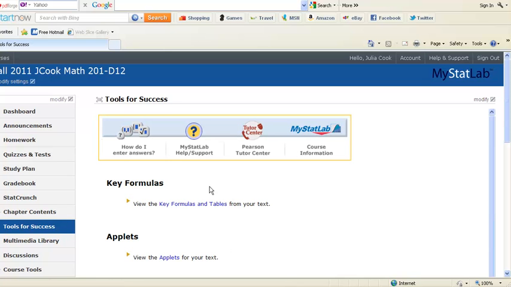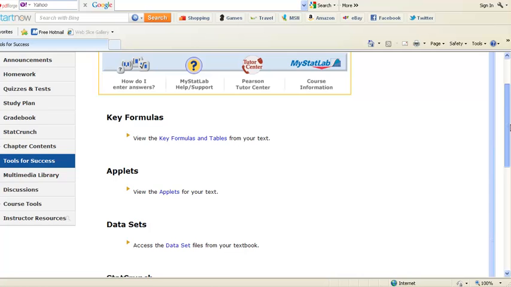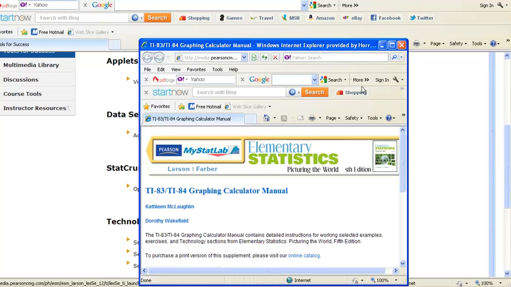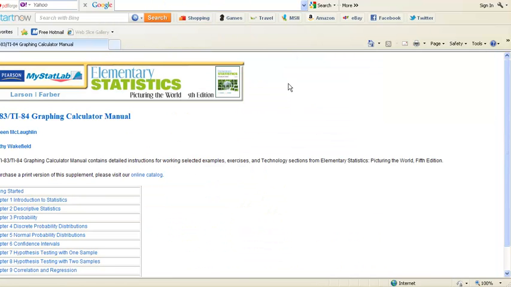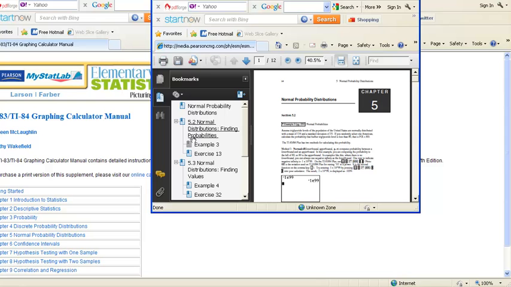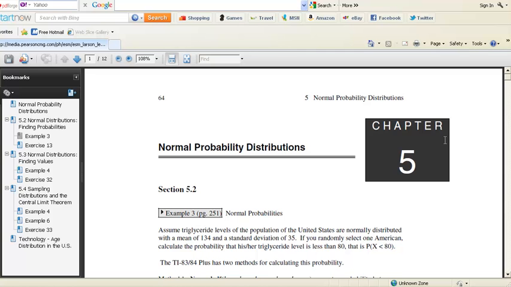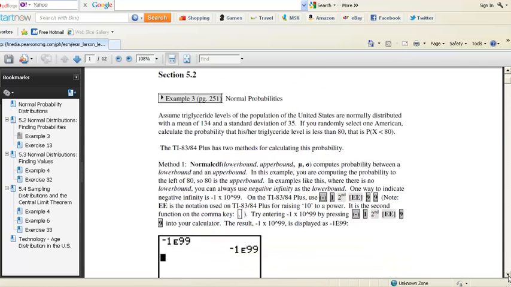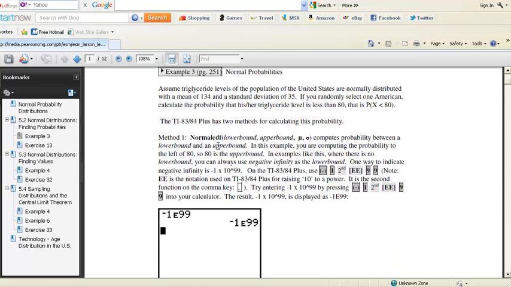We're going to Tools for Success, and once we get in there, here's the graphing calculator manual. I've shown you this several times in videos, but I think it pays to go over it each time. So I'm going to Chapter 5, Normal Distributions, and here's 5.2. I'm going to enlarge this so you can see, and it tells you exactly what to do. This is an example where the probability of x is less than 80, and you can do this on your calculator.